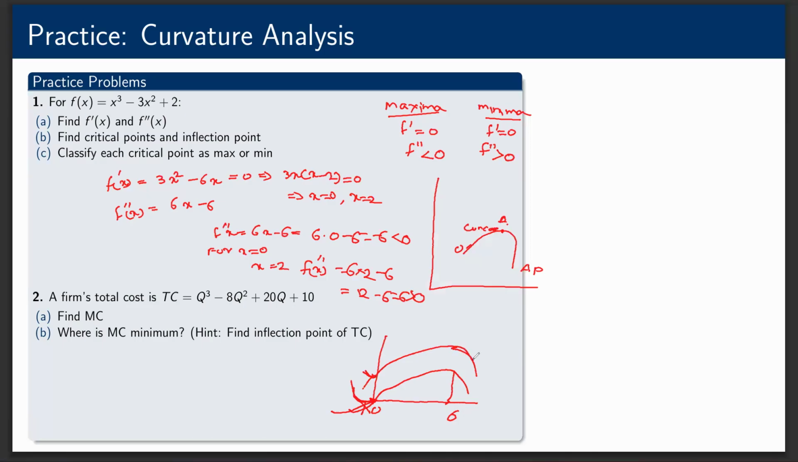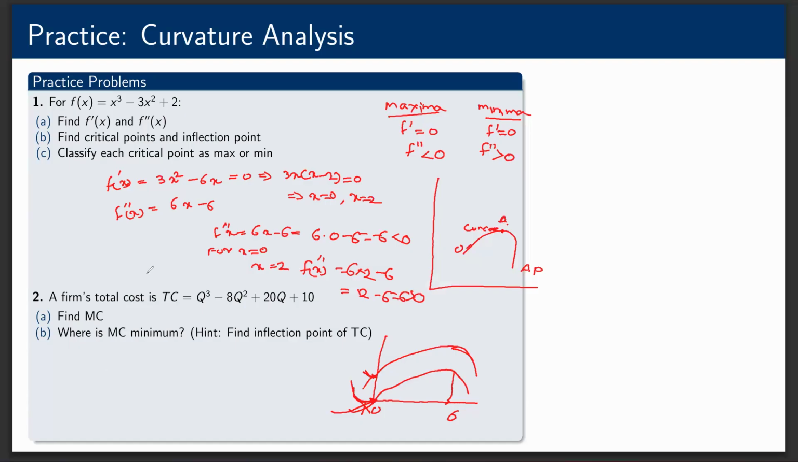Clear? But to get the exact value, we have to find the value of x and y at critical points. Then we can draw the curve exactly. I'll leave it, that is not the question here. We have to find out the critical points. This is clear?